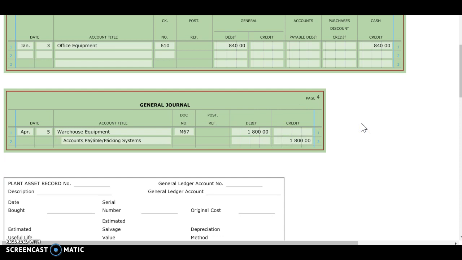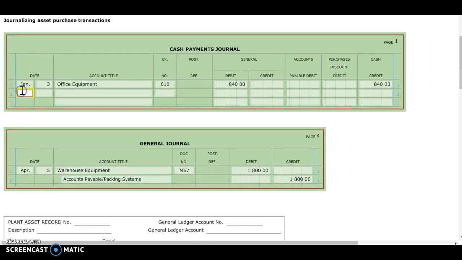Last transaction is October 8th. We purchased a warehouse for $300,000. The building was appraised for $240,000 and the land for $80,000. The building has a useful life of 25 years and an estimated salvage value of $25,000. Plant asset number 341 and 342, check number 920.